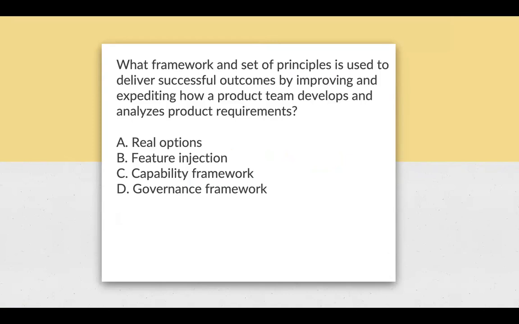First question: what framework and set of principles is used to deliver successful outcomes by improving and expediting how a product team develops and analyzes product requirements? Option A, real option. Option B, future injection. C, capability framework. And D, governance framework. Let's take a pause for 5 seconds and think about your answer, and we'll be back.